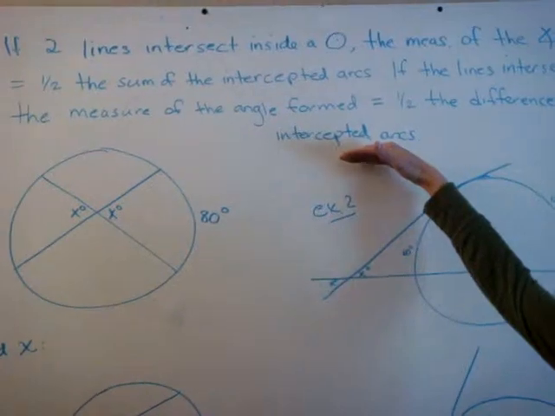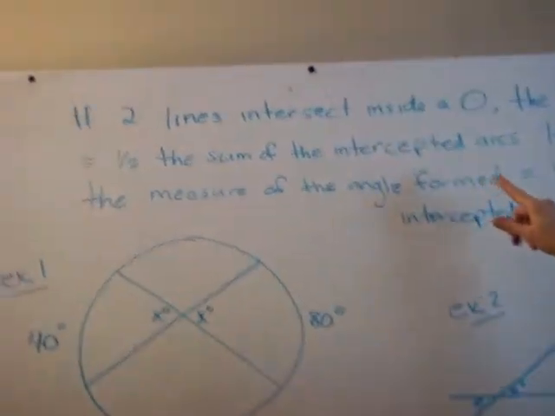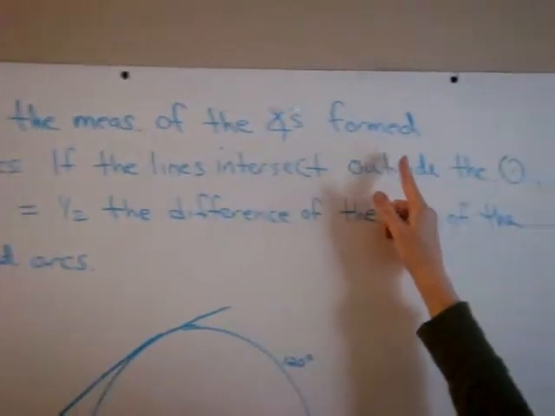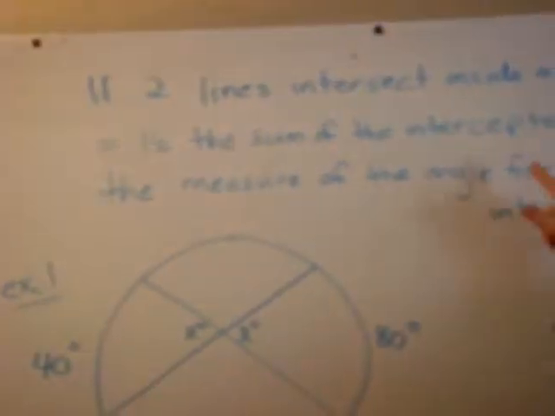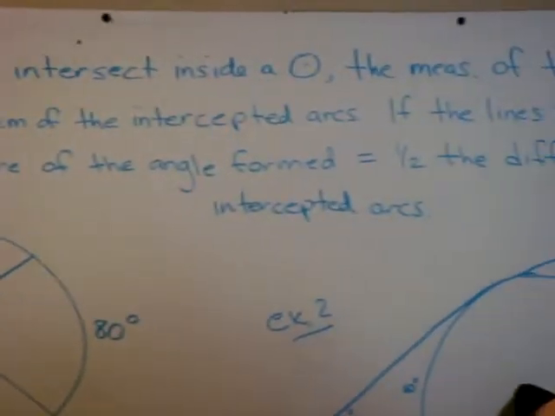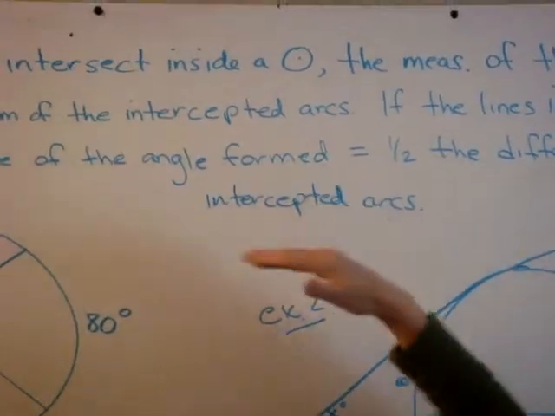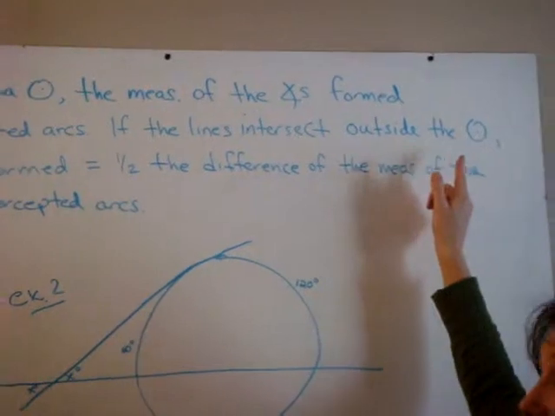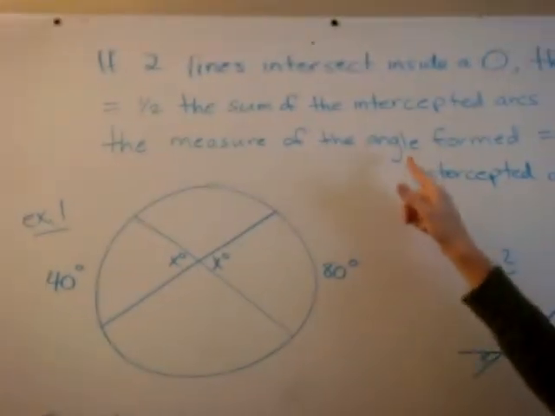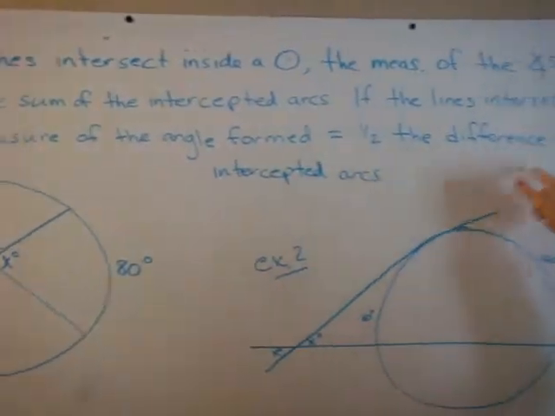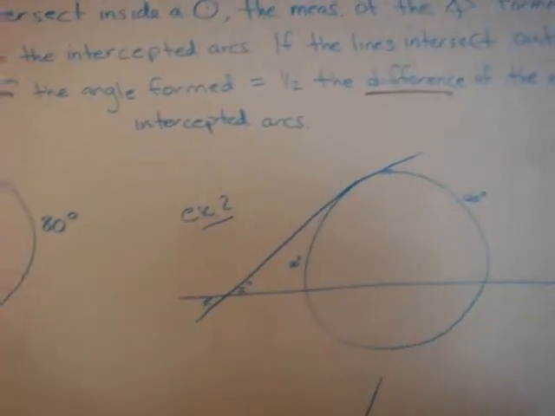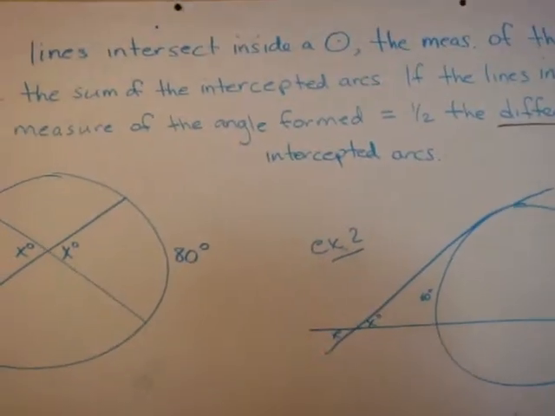This is the main thing we're going to be working with today. If 2 lines intersect inside a circle, then the measure of the angles formed equals half the sum of the intersected arcs. That's really a lot easier than it sounds. And the second part to this is if 2 lines intersect outside the circle, the measure of the angle formed equals half the difference of the measure of the intersected arcs. So 2 simple examples will do these problems.